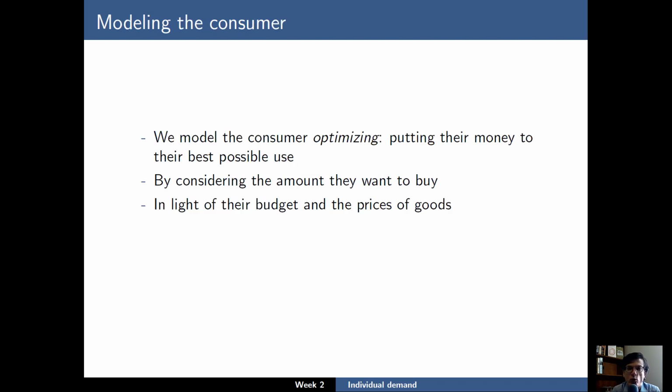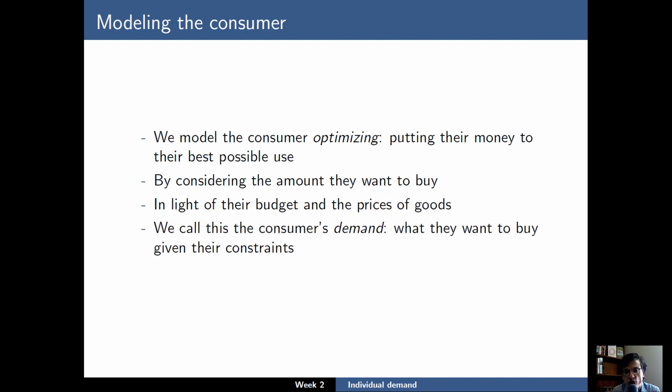So what we do as economists is we model the consumer trying to optimize. That is, trying to put their money to the best possible use, trying to buy the things that make them, we're going to use a very rough term here, happy. They do this by considering the amount they want to buy, the amount that would make them the happiest, in light of the prices of the goods and how much money they have to spend. And that's how we come up with our consumer model. Now in this class, we call that the consumer's demand. The demand of a consumer is what they want to buy given the constraints that they have.